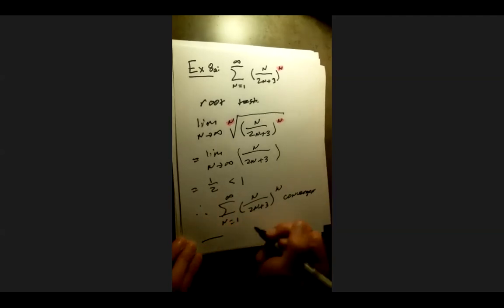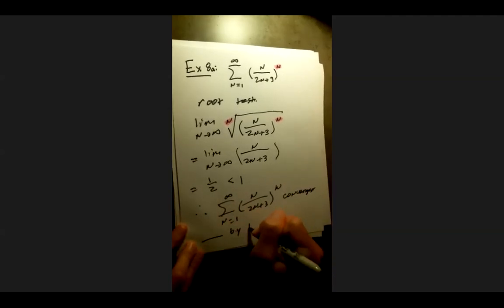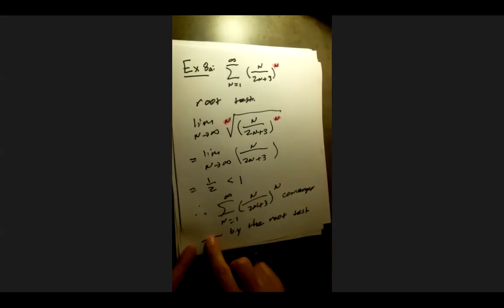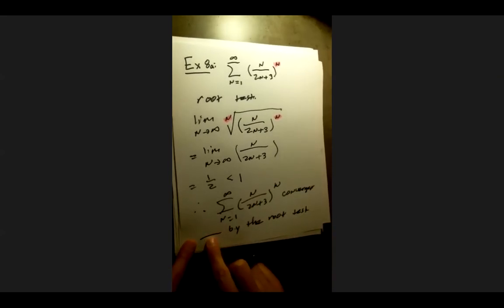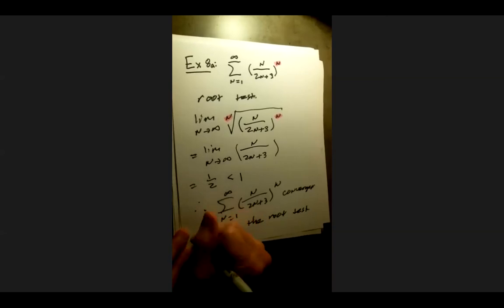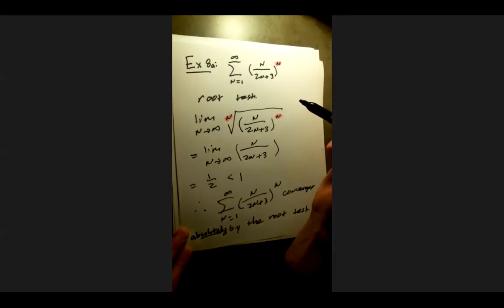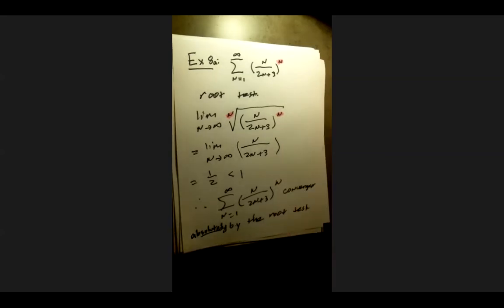Let's add one word here: by the root test. I think I forgot it in the last example. What's the word that goes here? Absolutely. That's absolutely right. Wait, but we don't have absolute values. They weren't there, we could have put them in up here.